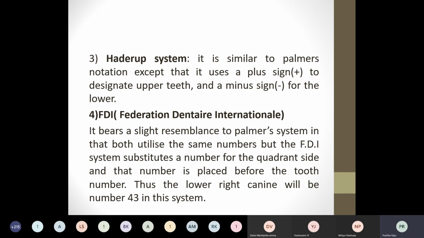The one we follow is the FDI method, that is Fédération Dentaire Internationale. You should know the full form of FDI. It bears a slight resemblance to Palmer's system in that both utilize the same numbers, but the FDI system substitutes a number for the quadrant side, and that number is placed before the tooth number. So I'll just tell you what the FDI method is.